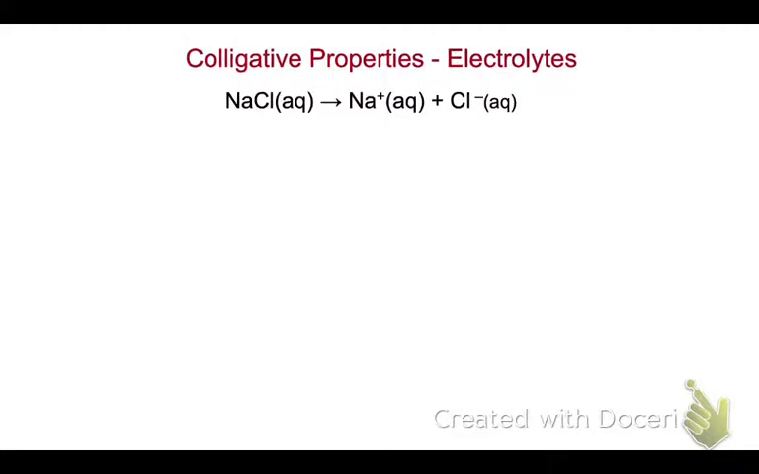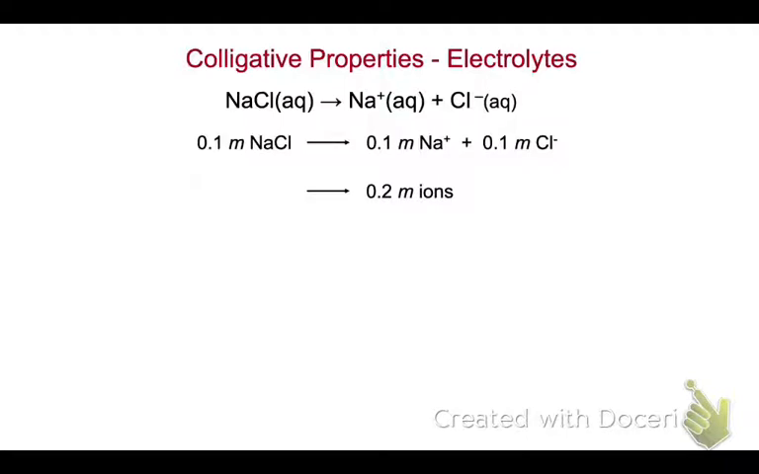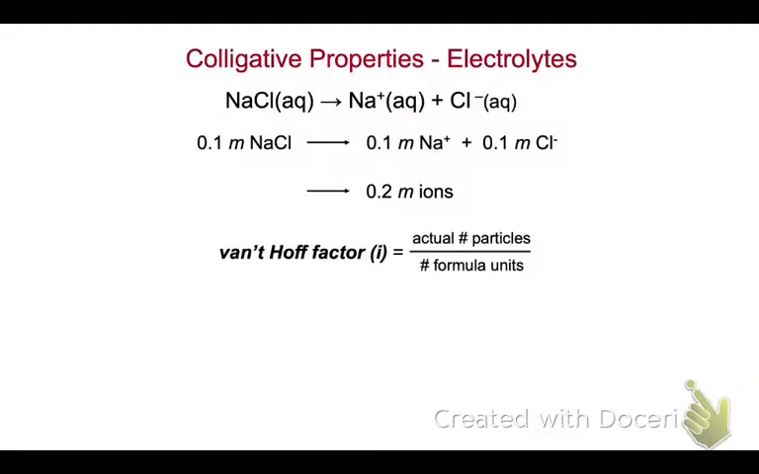All right, so what happens if we have electrolytes? Electrolytes do dissociate into ions. So 0.1 molal sodium chloride will give me 0.1 molal sodium cation and 0.1 molal chloride anion. So I have a total of 0.2 molal ions. Since colligative properties depend on the number of particles, I need to take that into account when I have electrolytes that dissociate into ions. So I have to find what we call the van't Hoff factor, which is the actual number of particles for every formula unit.